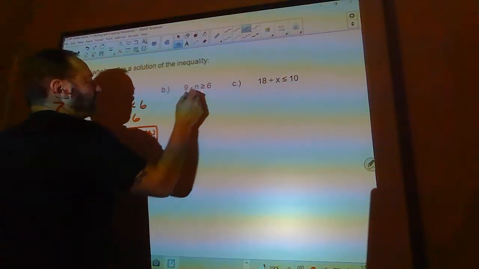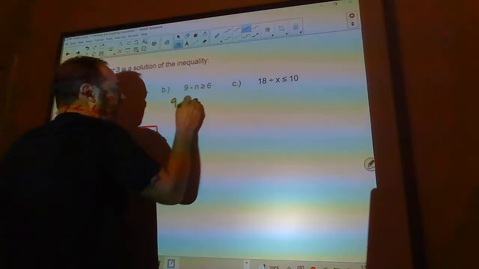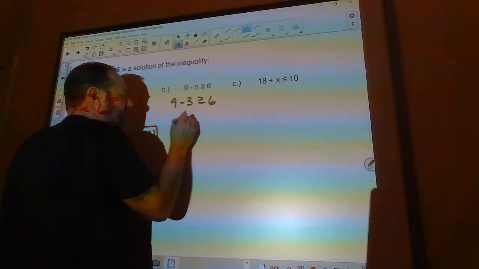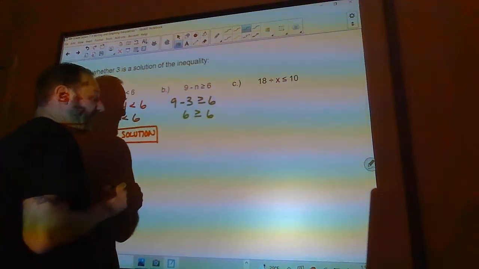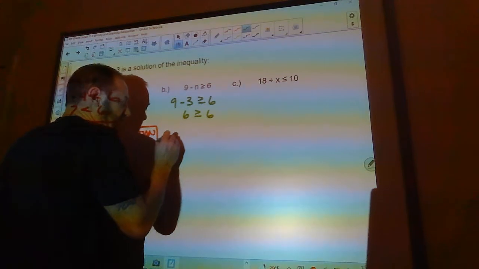Let's see, I'm going to plug 3 in here. So 9 minus 3 should be greater than or equal to 6. So 6 is greater than or equal to 6. That is true. So that is a solution.